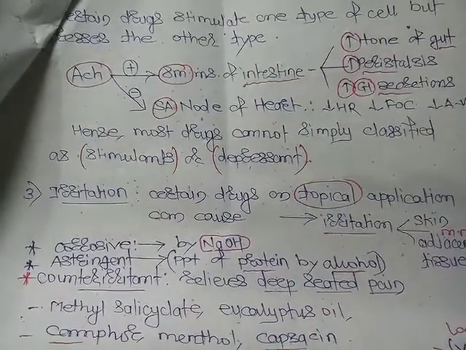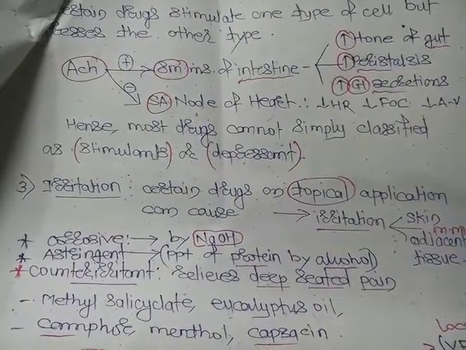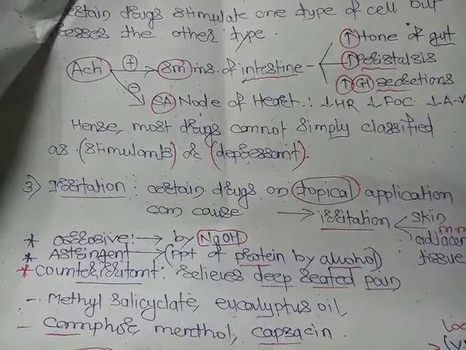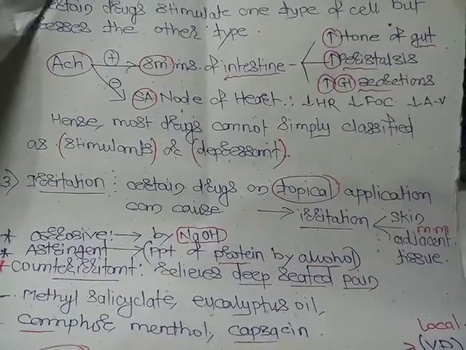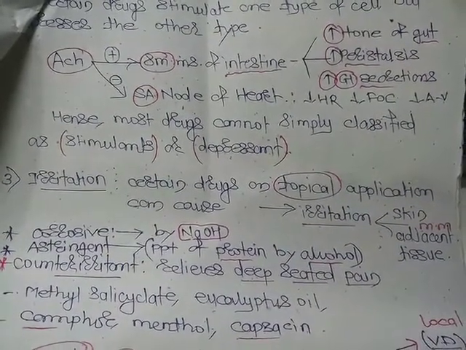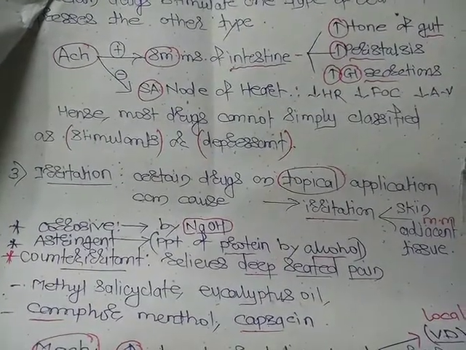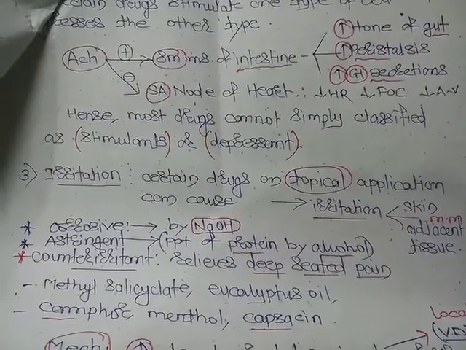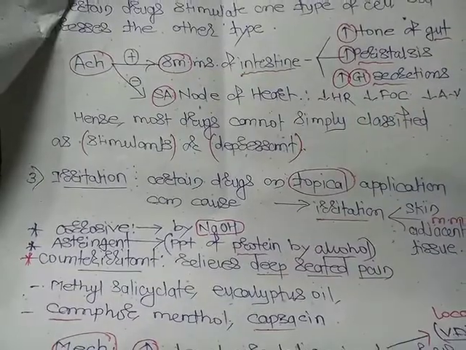So acetylcholine stimulates the smooth muscle of the intestine. That means it increases the tone of the gut, it increases peristalsis, and it also increases gastrointestinal secretions. And acetylcholine depresses the SA node of the heart. That means there is a decrease in heart rate, force of contraction, and AV nodal conduction. Hence, most drugs cannot be simply classified as stimulants or depressants.